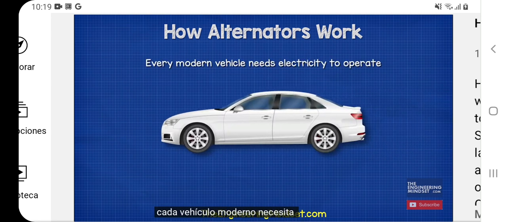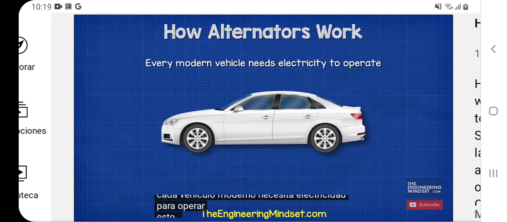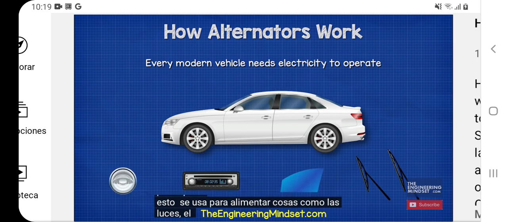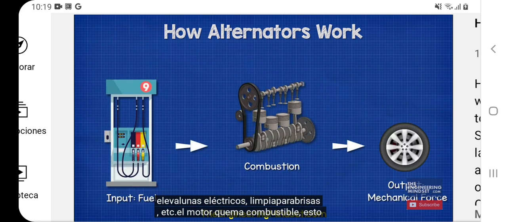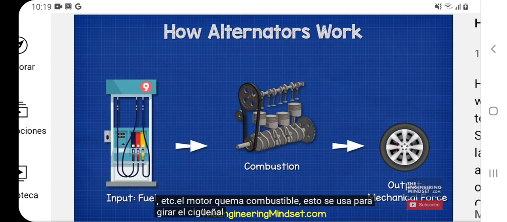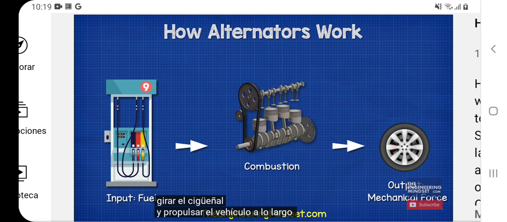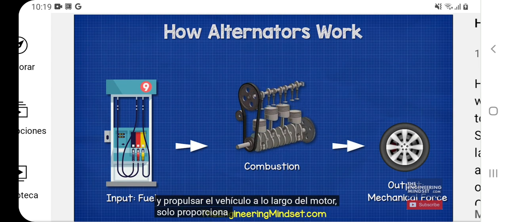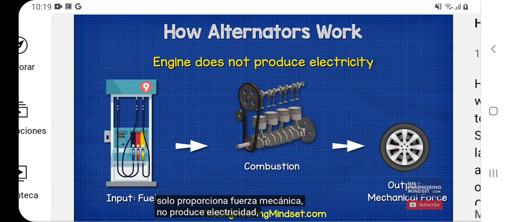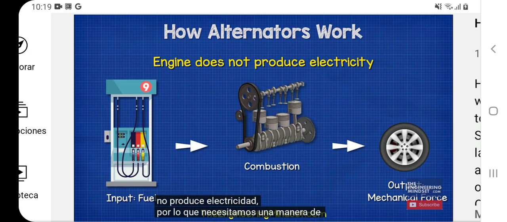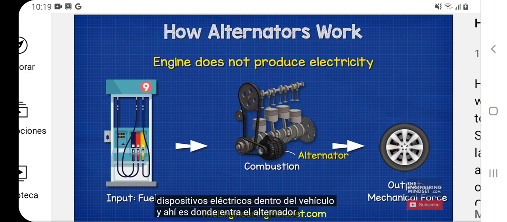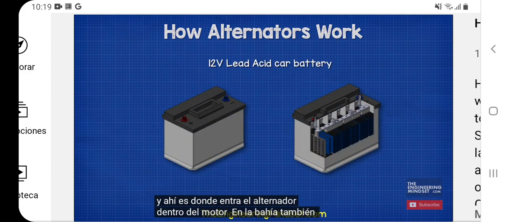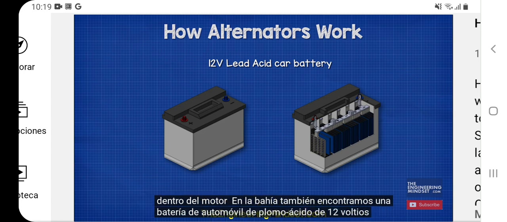Every modern vehicle needs electricity to operate. This is used to power things such as the lights, the music system, electric windows, window wipers, etc. The engine combusts fuel. This is used to turn the crankshaft and propel the vehicle along. The engine only provides mechanical force. It does not produce electricity. So, we need a way to power all the electrical devices within the vehicle, and that's where the alternator comes in. Within the engine bay, we also find a 12-volt lead-acid car battery.